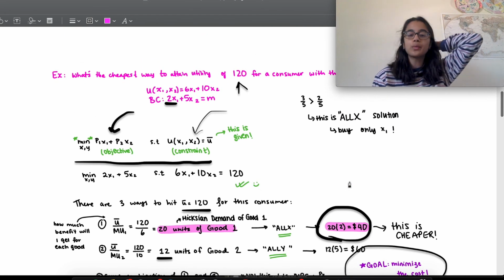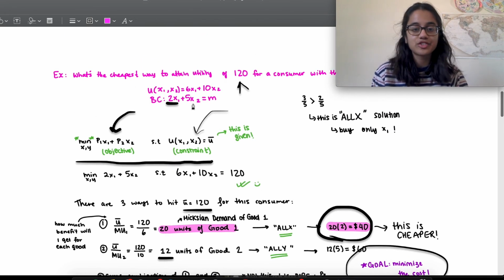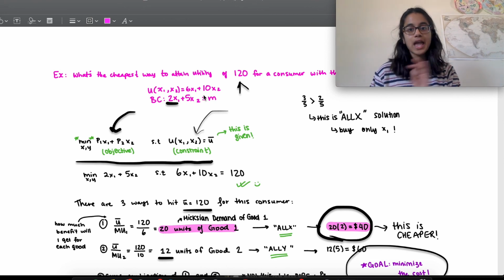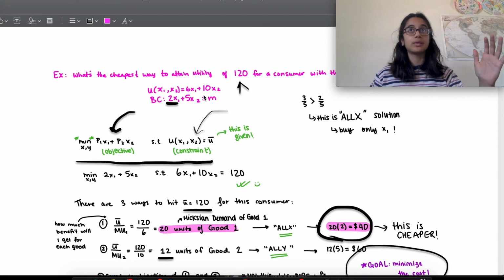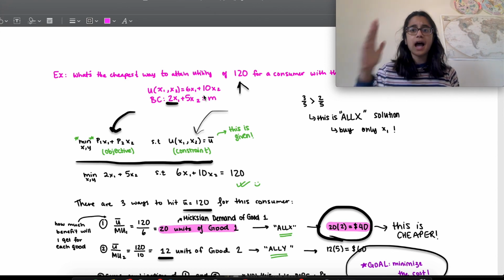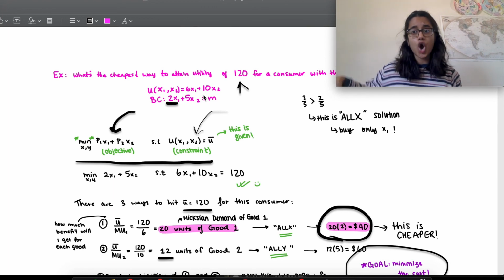And so a quick way to do this is, you can just check out the coefficients. Look at the MRS, look at the price ratio, and you see that 3/5 is greater than 2/5. Picture the 3 graphs that I showed in my previous video about perfect substitution. Our MRS is higher than the budget constraint. If it's steeper than the budget constraint, then we're going to be hitting all X at the end of it. So it's going to be an all X solution.